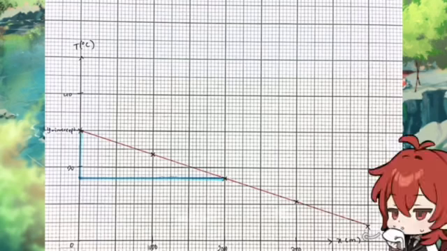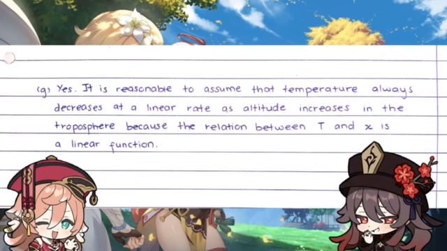For question F, it asks for the y-intercept from the graph drawn. So from the graph, the y-intercept is 30, which means that the temperature at 0 altitude, or sea level, is 30 degrees Celsius. For question G, yes, it is reasonable to assume that temperature always decreases at a linear rate as altitude increases in the troposphere, because the relation between t and x is a linear function.